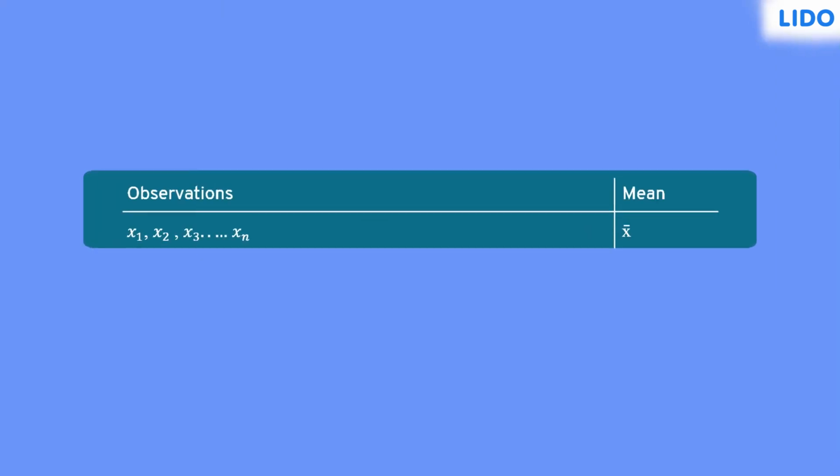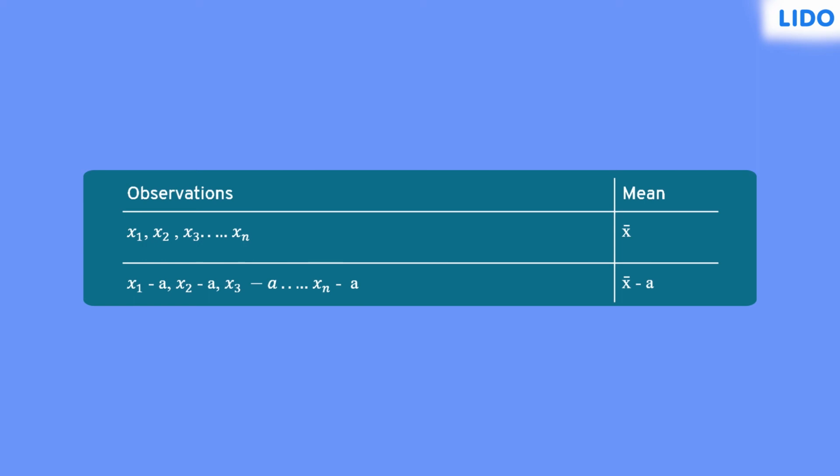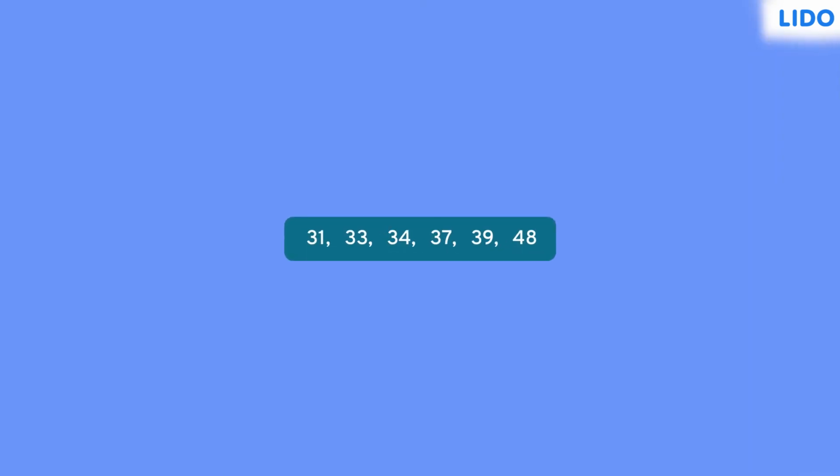The third property is, if x bar is the mean of n observations x1, x2, x3, and so on up to xn, then the mean of observations x1 minus a, x2 minus a, x3 minus a, and so on up to xn minus a is x bar minus a. It implies that if each observation under consideration is decreased by a quantity a, then the mean is also decreased by the same quantity a. An example for this is, the mean of 31, 33, 34, 37, 39 and 48 is 37.